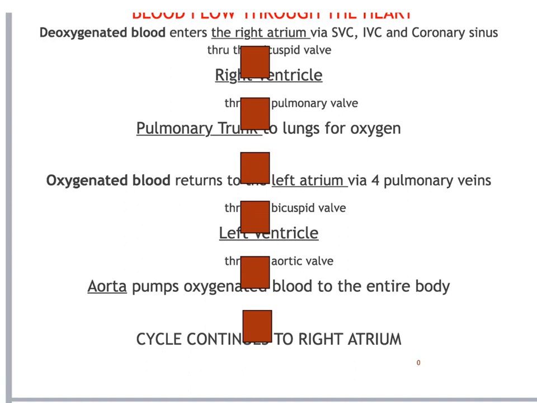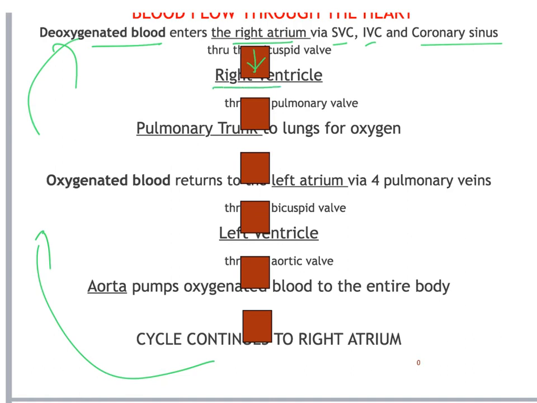So here's what we see. We pick a spot, and by the way, this really should be a cycle that continues, but I don't have enough room on here to actually do that. So deoxygenated blood enters the right atrium through the superior vena cava, inferior vena cava, and coronary sinus. It's going to travel through the tricuspid valve and then enter the right ventricle. It will then flow through the pulmonary valve to enter the pulmonary trunk, okay? The pulmonary trunk, I didn't put this here, but it divides into right and left pulmonary arteries, which goes to the lungs for oxygen, okay?